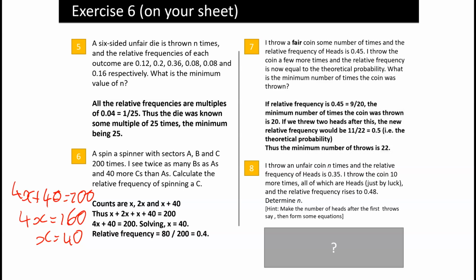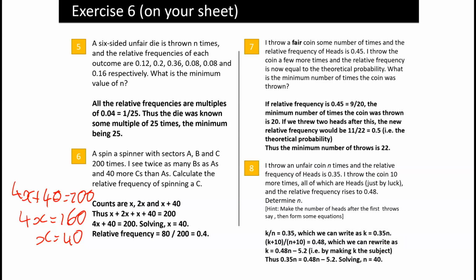Okay, question 7 is your answer there. A fair coin is thrown some number of times, and the relative frequency of heads is 0.45. You'd expect the relative frequency to be a half. So if you throw it a couple more times and get one more head, the minimum number of throws is 22. These last ones are quite tricky, but I would say up to this stage you're likely to get onto your GCSE exam paper. These are probably more of your extension challenge questions.